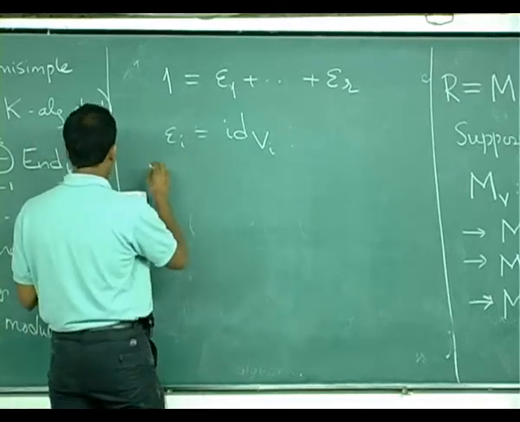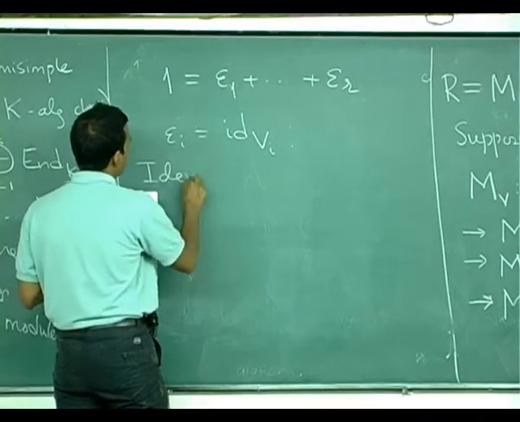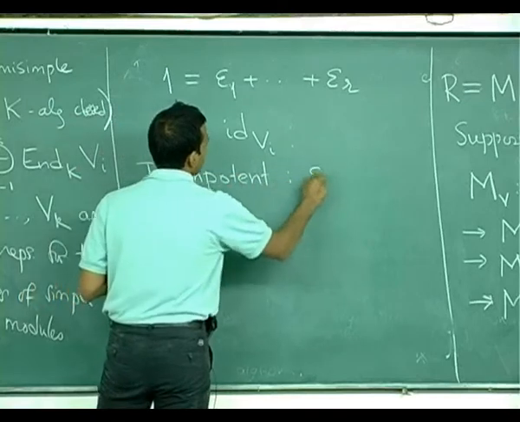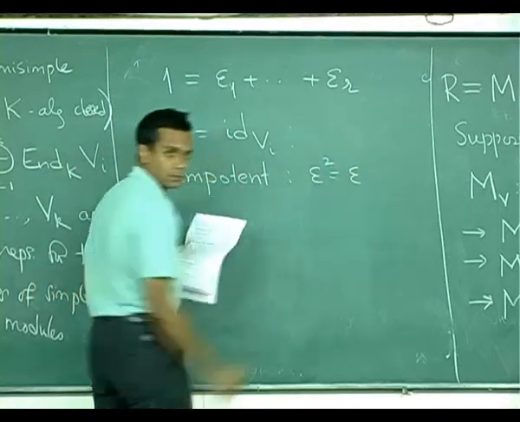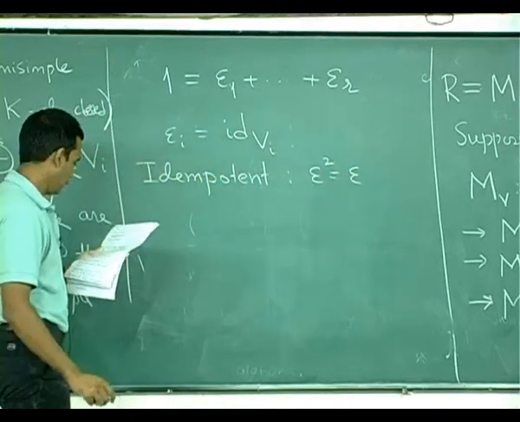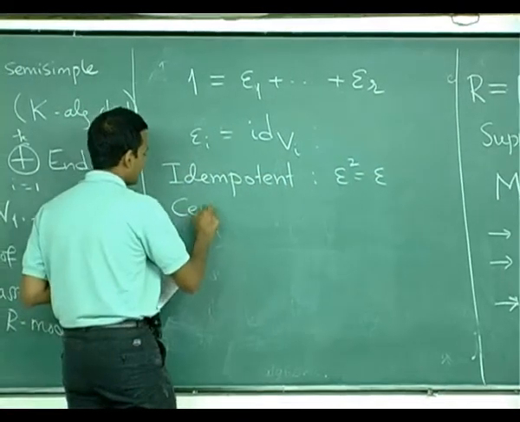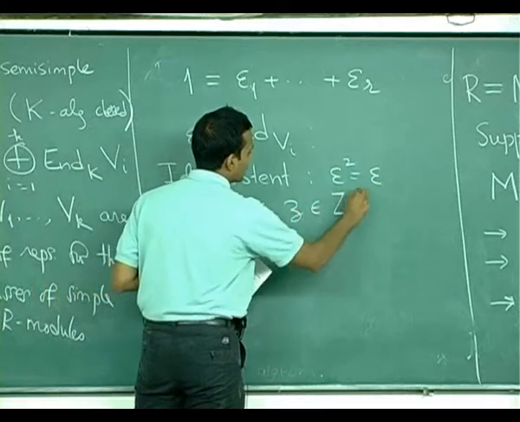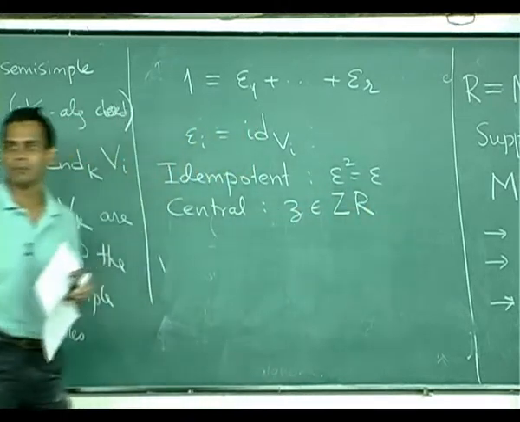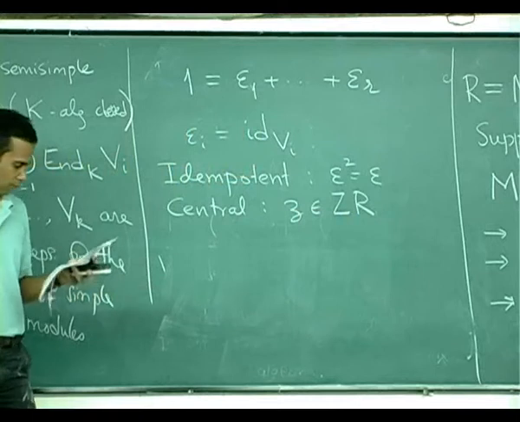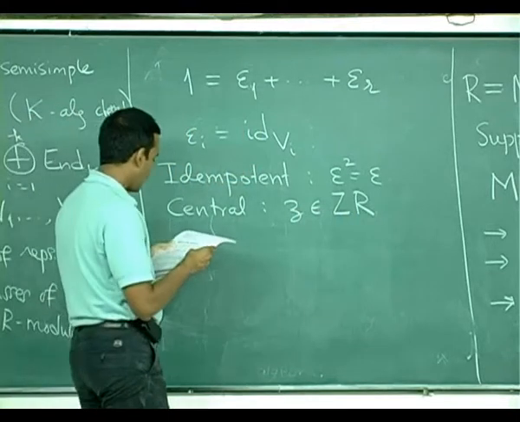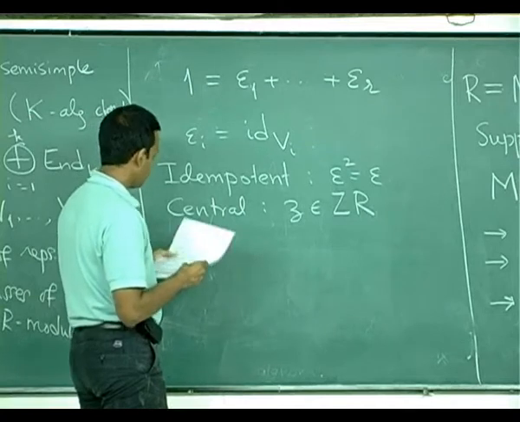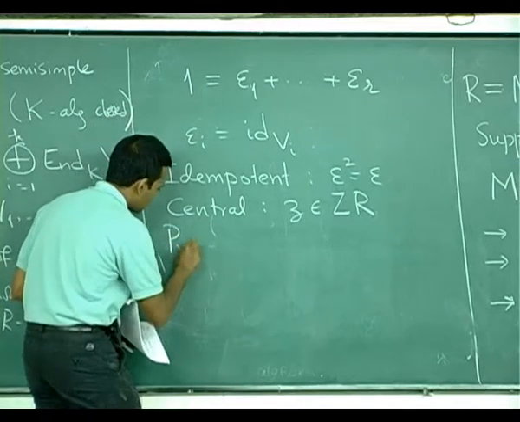Okay, now for some jargon. An idempotent element in an algebra just means it is equal to its square. Okay? Central means it lives in the center. That means it commutes with every element in the algebra. Okay, now you can look at primitive central idempotents.